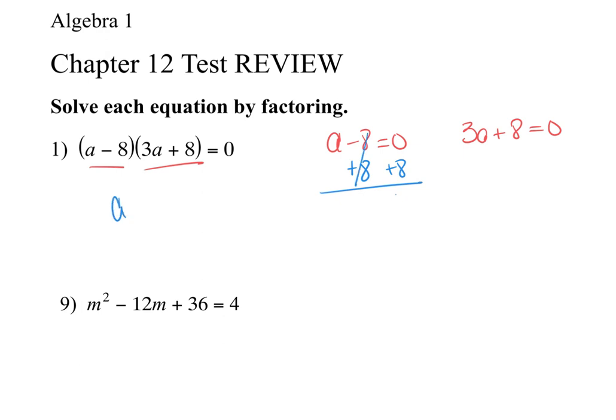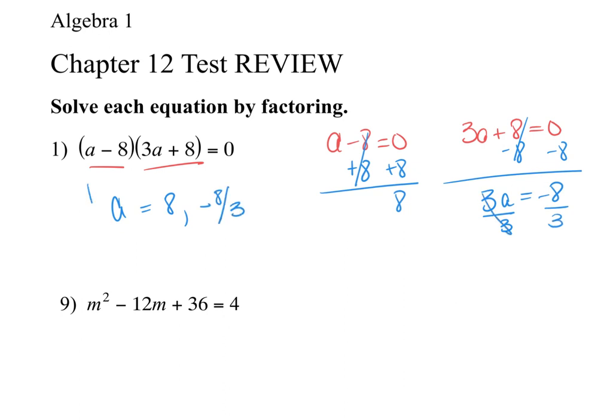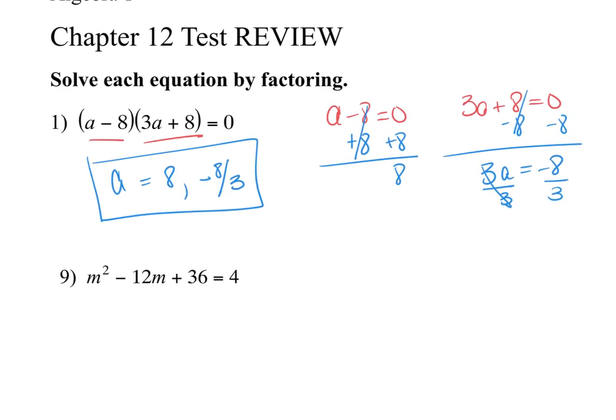So a is going to equal 8, and then subtract 8. 3a equals negative 8, divide by 3, a equals negative 8/3. So 2 answers, set each one equal to 0. That is solving by factoring. And then you have some where you have to factor and then do exactly what we just did.